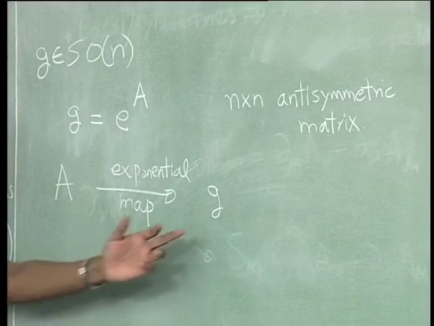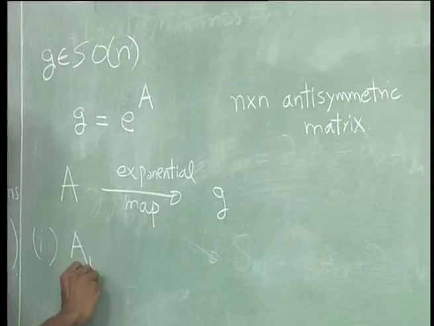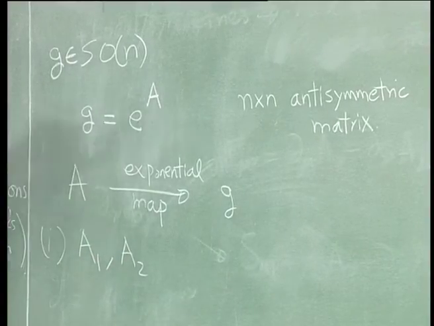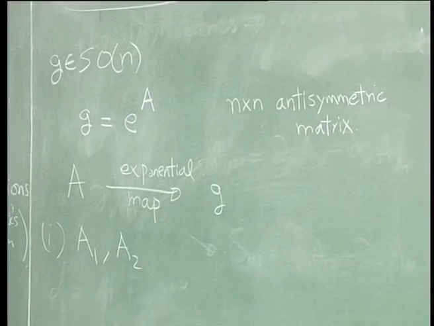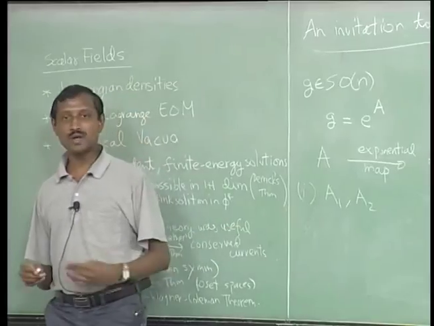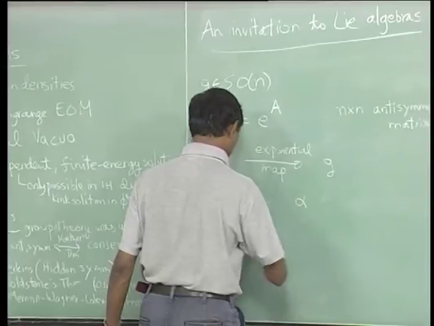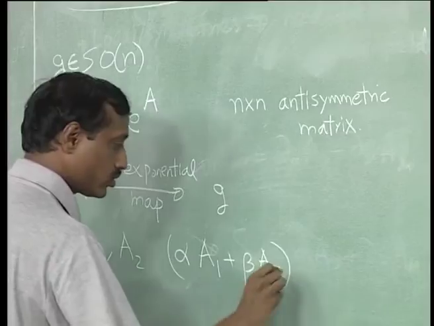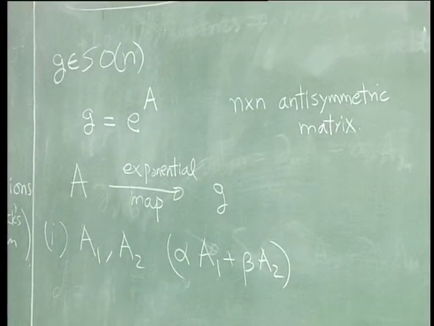What we will see is that, if you give me two antisymmetric matrices, and at least for the next two half boards, when I use the symbol A it just means an antisymmetric matrix, then one property is that alpha A1 plus beta A2 is also an antisymmetric matrix. So this is roughly the structure of a vector space.